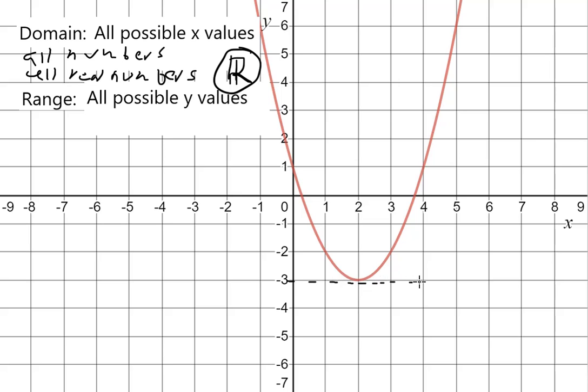The range, however, is not going to be all real numbers because this parabola has a minimum value. This parabola can never go below -3. There's no possible way for that to happen. So it looks like there are some y values which are not possible. However, it does not have a maximum because it is always increasing. So the range will be y is greater than or equal to -3. The answer would not be y is greater than -3 because y can equal -3.